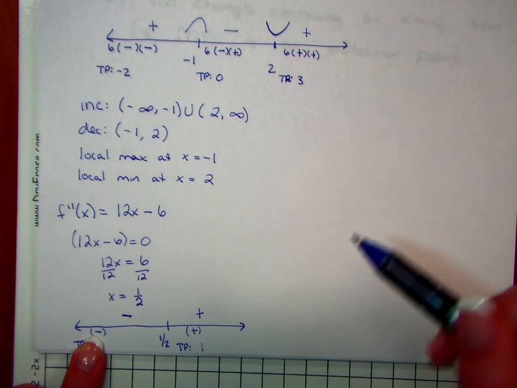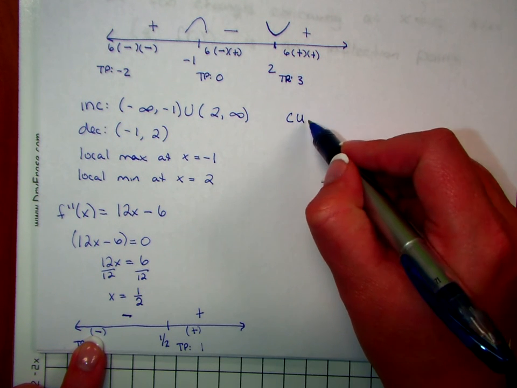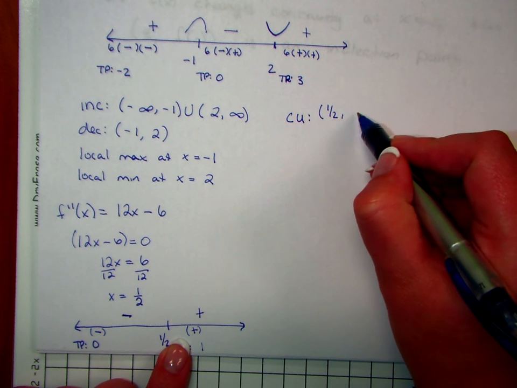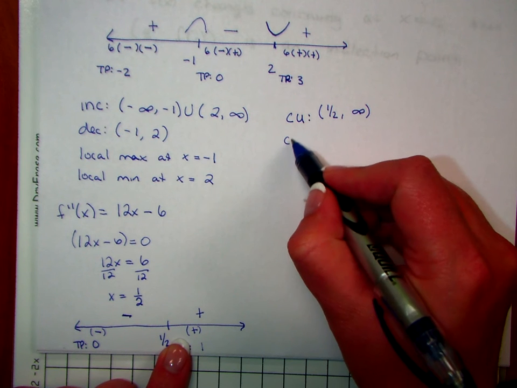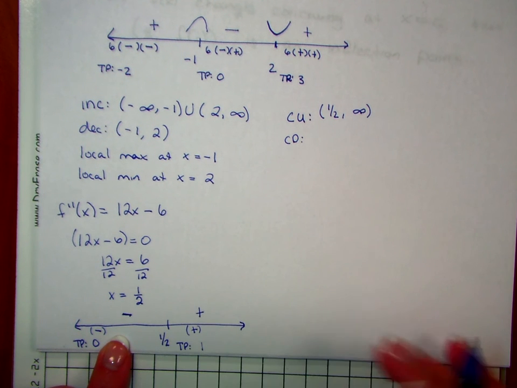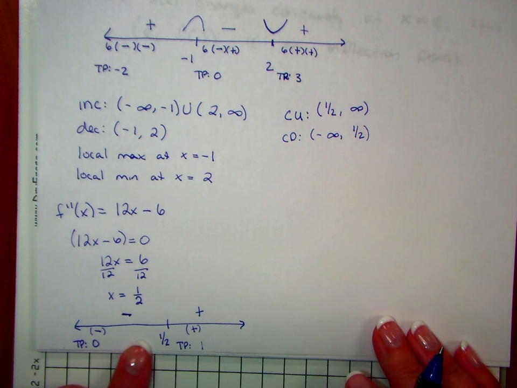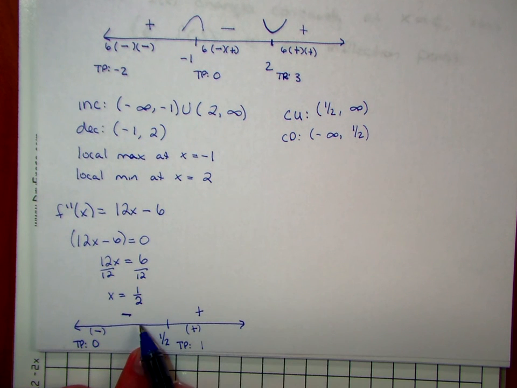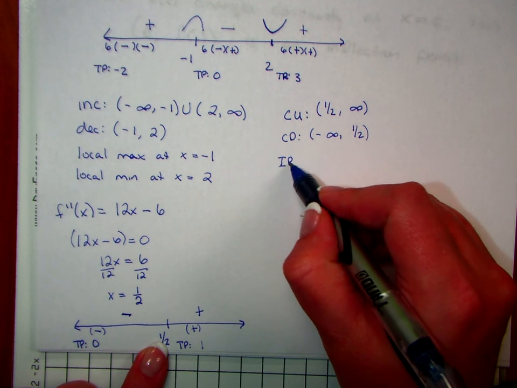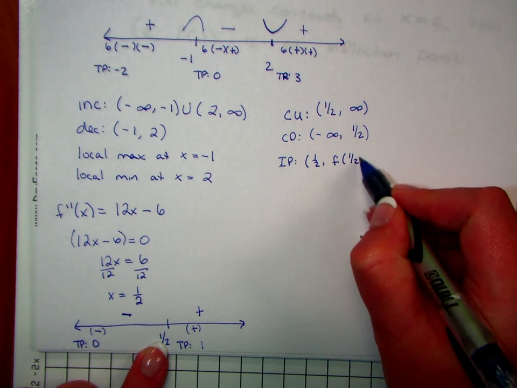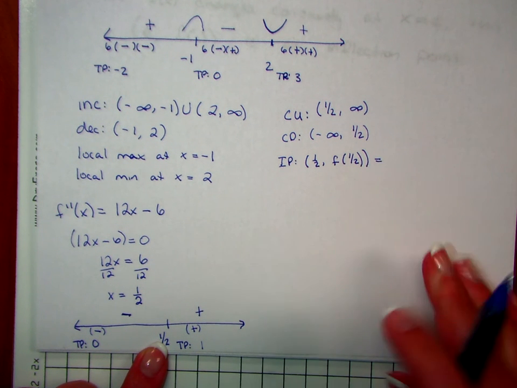So up here, I'm going to go ahead and write that down. Concave up, CU, on the interval 1/2 to infinity. Concave down on the other interval, which was negative infinity to positive 1/2. Okay, and then I need the inflection point, because it does change concavity, right? So the inflection point is going to occur here at 1/2. So inflection point at 1/2, comma, I'm just going to put f of 1/2 for now. It's always listed as a point.